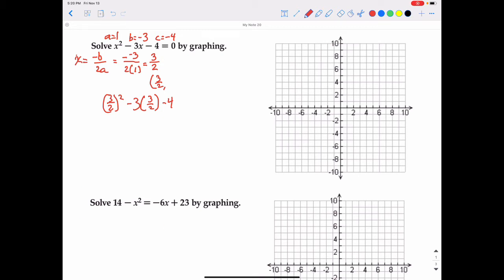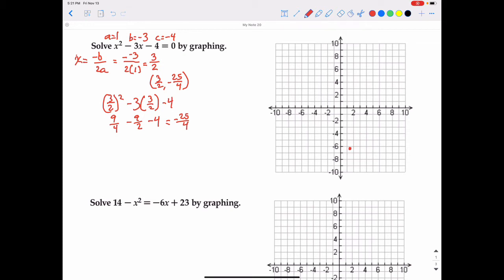So when you do 3/2 squared, you get 9/4. And negative 3 times 3/2 will give you negative 9/2 minus 4. And when you add and subtract all that, you get negative 25/4. So that is the y value of the vertex. So I'll go ahead and graph that. So 3/2, that is over 1.5, and negative 25/4 is down about negative 6.25. So that's going to put us right here in the middle of a grid square. So that's the first step.